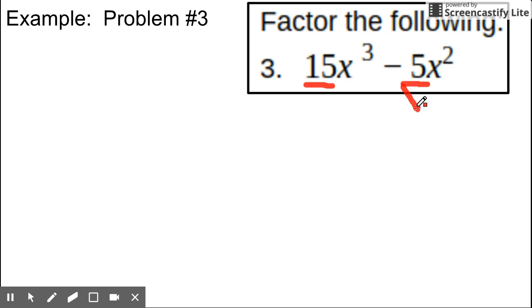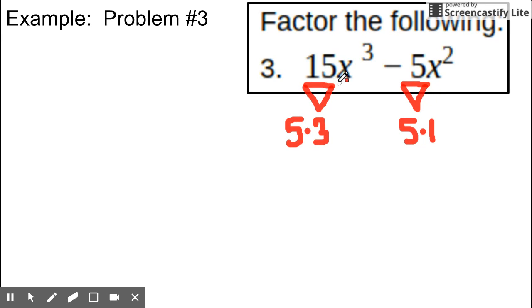And then break it up. How can you get 5? What times what gives you 5? Well, 5 times 1. So I'm going to go ahead and just draw this out. For 15, there's a 5 hidden inside of 15. How? Well, 5 times 3 is 15. So I'm going to show you the 5 that's hidden in 15. 5 times 3 is 15.